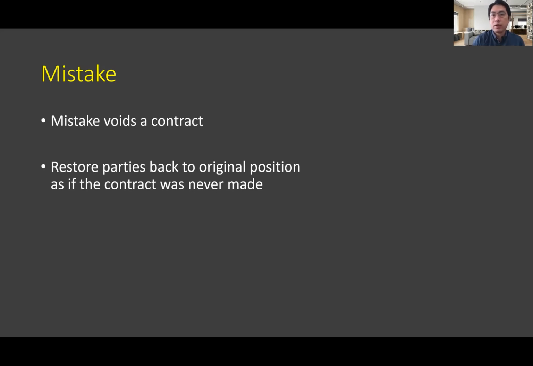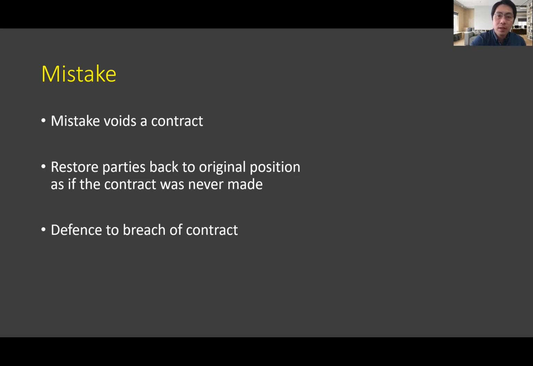In the case of a contract for sale of goods, the buyer who has paid for the goods would be able to claim a full refund to get back the purchase price he has given. Similarly, the seller would be able to get back the goods that he has sold. On mistake, the parties respectively will be restored to their original positions. A very practical use of the doctrine of mistake is where frequently it is used as a defense to breach of contract.